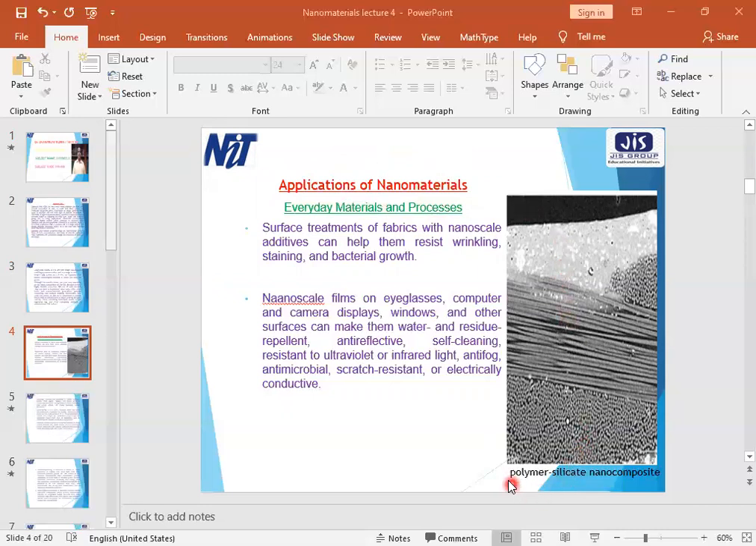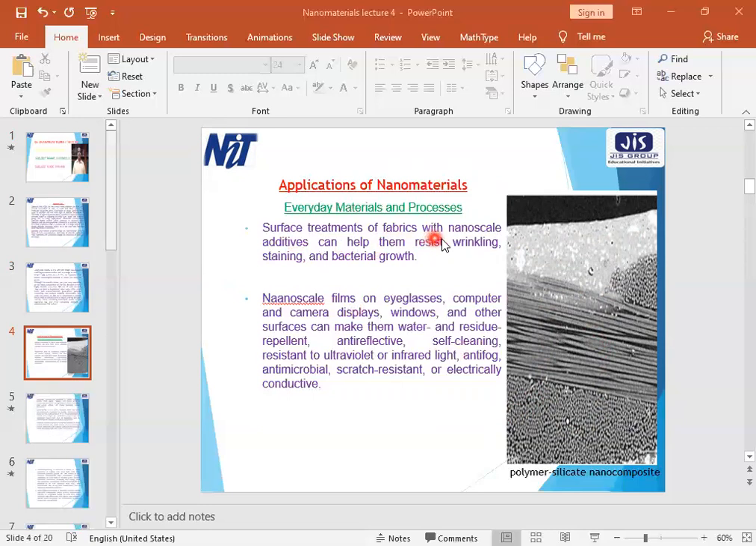You see, this is a polymer silicate nanocomposite, and it can be used on fabrics. If it is put over the fabrics, then it can give a signal about the attack of any bacteria or any harmful virus on your body. So you can protect your body with the help of that. So this will act as a sensor.